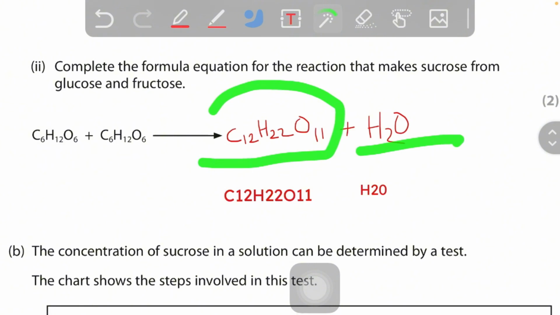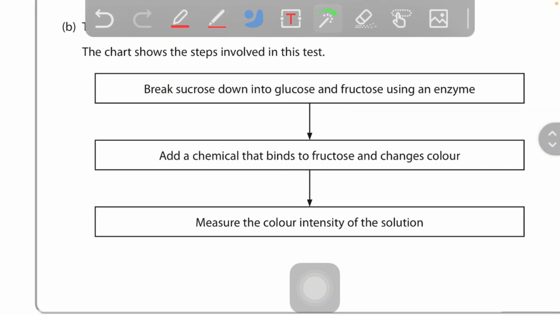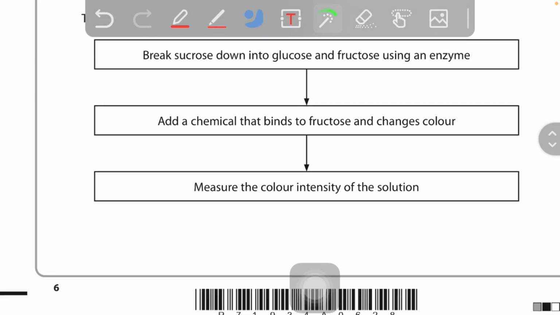Question B. The concentration of sucrose in a solution can be determined by a test. The chart shows the steps involved in this test. You should make sure to understand the question first to write the answer. Break sucrose down into glucose and fructose using an enzyme. Add a chemical that binds to fructose and changes color. Measure the color intensity of the solution.